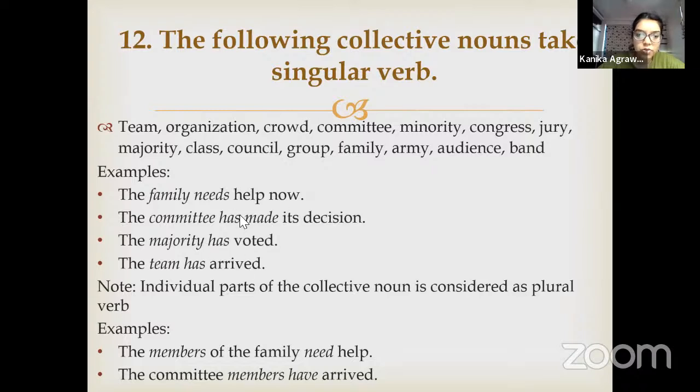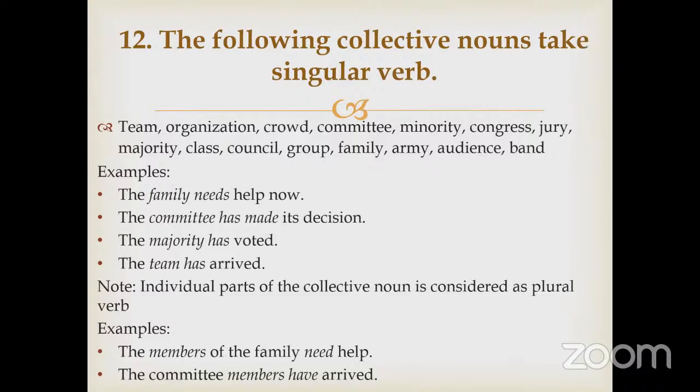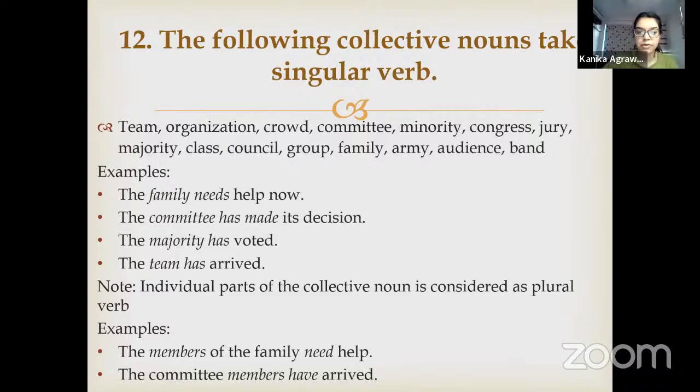But there is a condition: individual parts of the collective noun are considered plural. For example, the family needs help, but the members of the family, like individual parts of the family, need help. The committee has made its decision, but the committee members have arrived. In this case, it won't be the committee members has arrived. Members are individual parts of the committee, right? So it will be in plural form. It will be the committee members have arrived.